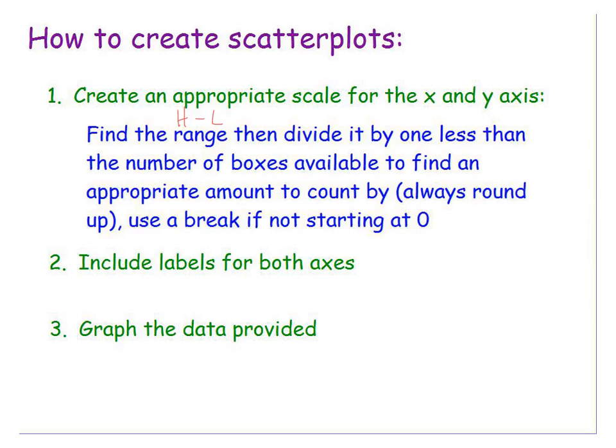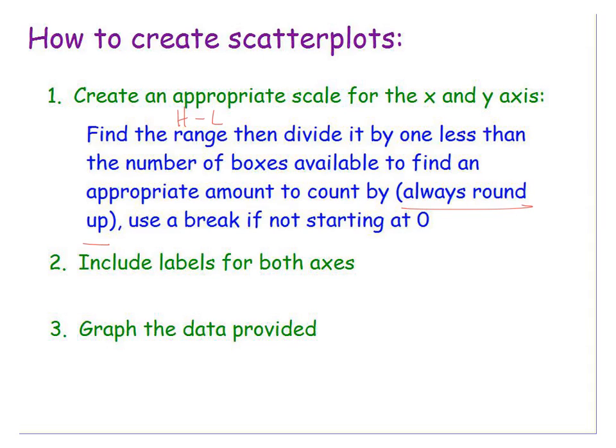When you get that answer, trust me, you don't want to count by like 1.3. It is okay to round. It's okay to round up to a 2. It's okay if it's 1.7, round to 2. And notice it says always round up. That's a helpful hint as well. If it's 3.7, it's okay to round up to 5. You can skip a number.